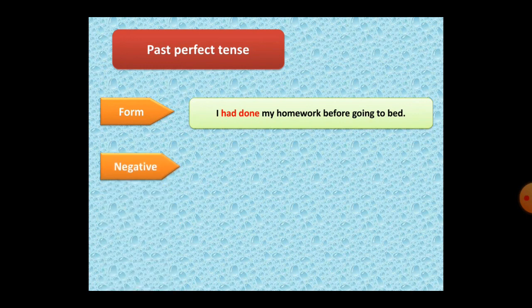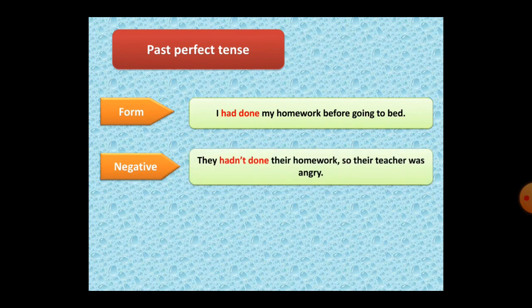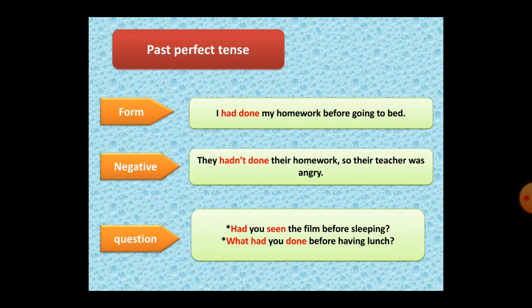Here is the negative form. They hadn't done their homework, so their teacher was angry. Hadn't plus past participle. How to form a question? Actually, we have 2 kinds. The short form, which would be answered by yes or no. Had you seen the film before sleeping? You would answer yes, I had, or no, I hadn't.